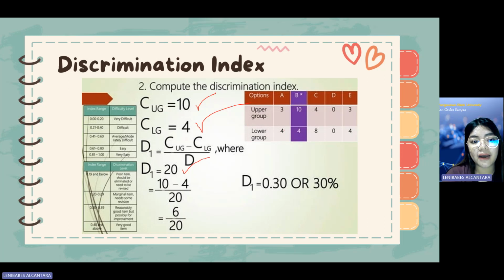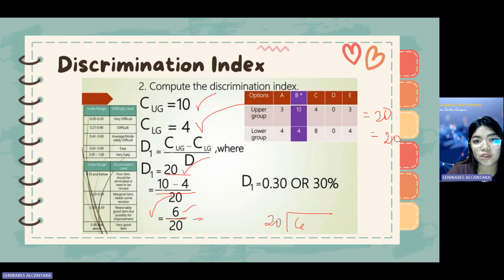If you notice, ilan ba ang total number of students na kasama sa upper group? Di ba tig-20 sila? Kanina, sa difficulty index, total from the upper and lower. Ito naman, it's either yung total number of students sa upper lang or sa lower lang kasi that's the same naman. So, 20. 20, 10 minus 4, that's of course 6, and 20 nasa denominator natin. So, 6 over 20, kung isusolve natin siya, of course, ganyan.